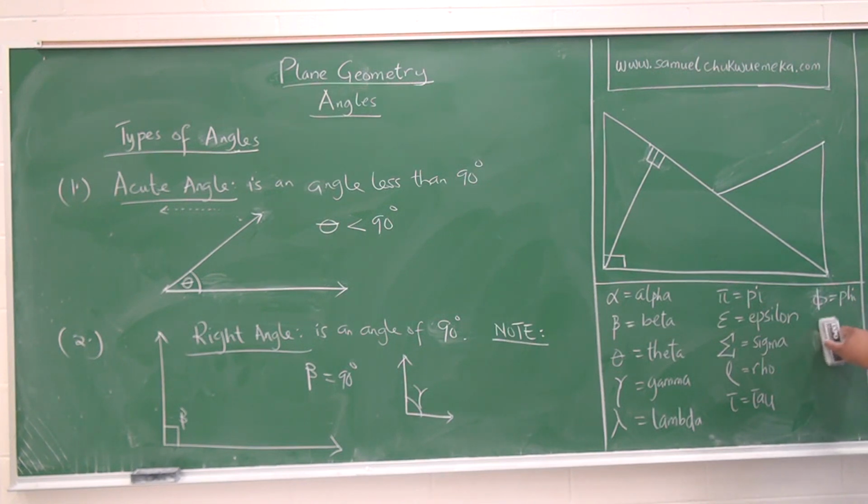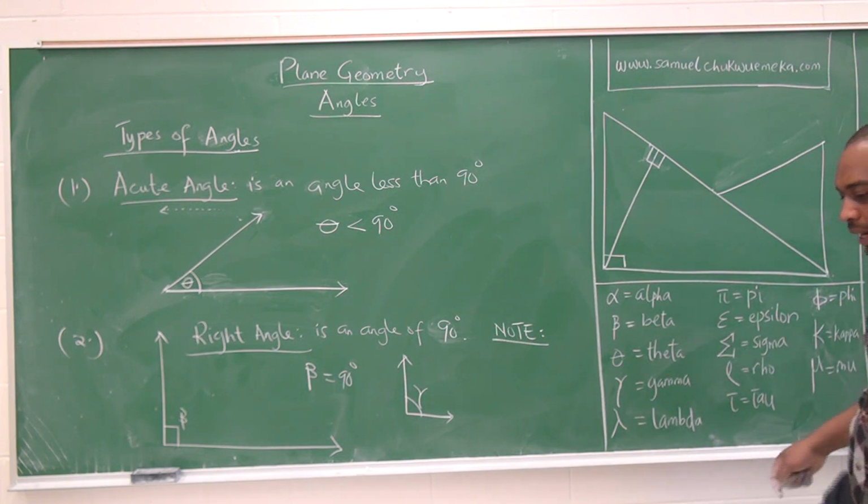Let me just erase it because I don't know. Phi, tau. These are the symbols I'm going to use here, so that you don't get confused if I say kappa, then zeta, and the rest of them. Mu, I will also use mu.